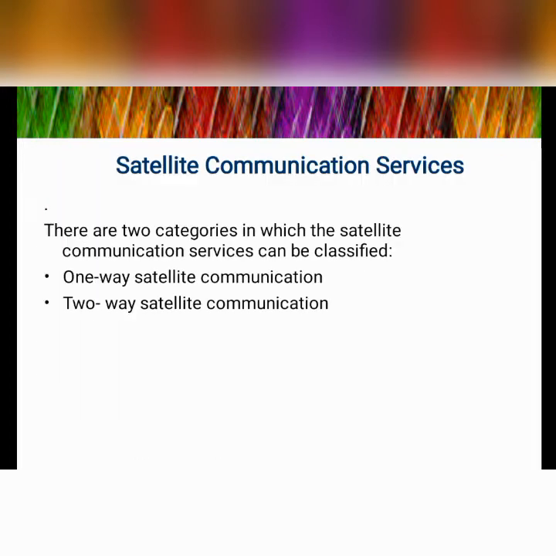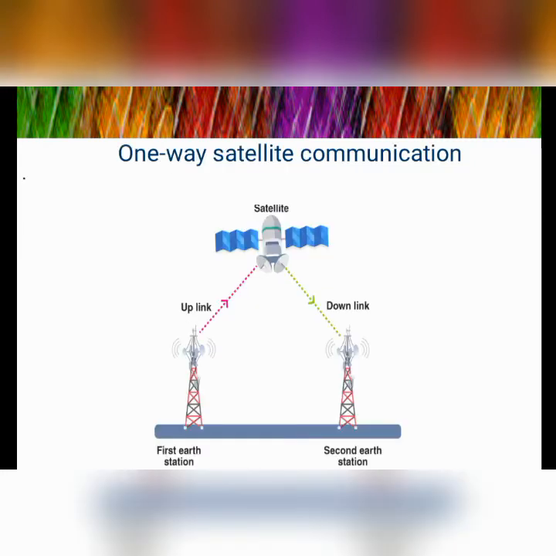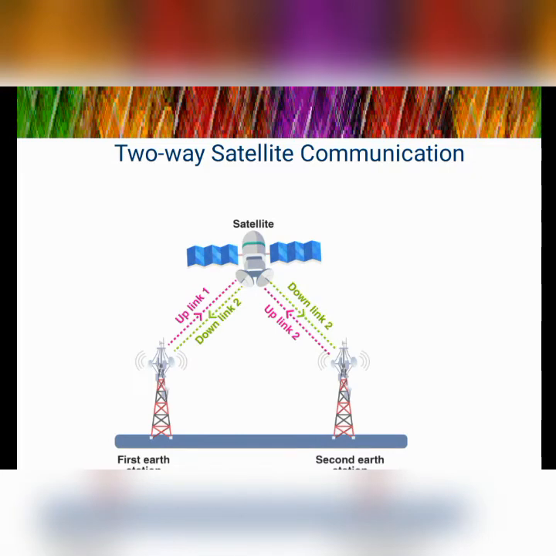Next we will see what services there are. There are two categories of satellite communication services: one-way satellite communication and two-way satellite communication. In one-way satellite communication we have the first earth station and the second earth station, and in between we have uplink and downlink. In two-way satellite communication, one station can act as an uplink and downlink, and the other station can also act as an uplink and downlink. The two-way communication takes place between the satellite and the one station.